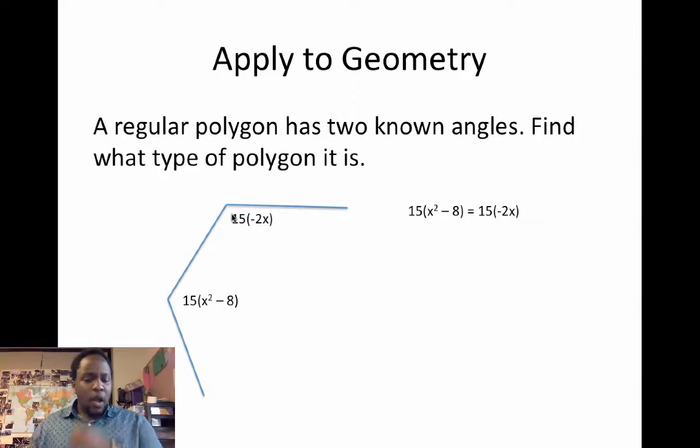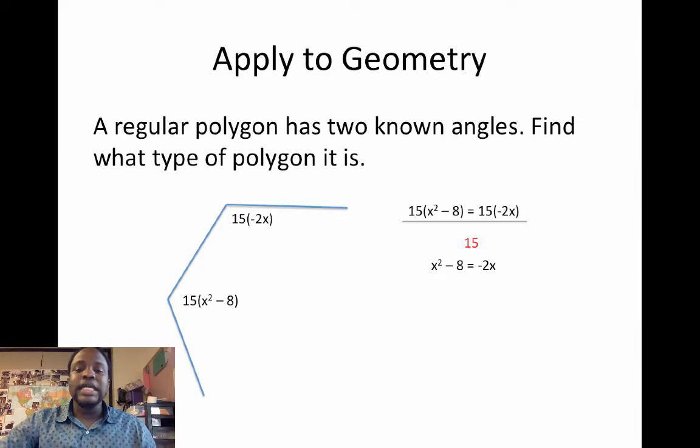So I said 15 times the quantity of x squared minus 8 equals 15 times the quantity of negative 2x. I then did the division property of equality and divided both sides by 15 to get that x squared minus 8 equals negative 2x. I then added 2x on both sides, the addition property of equality, to get everything over on one side. So we have x squared plus 2x minus 8 equals 0.